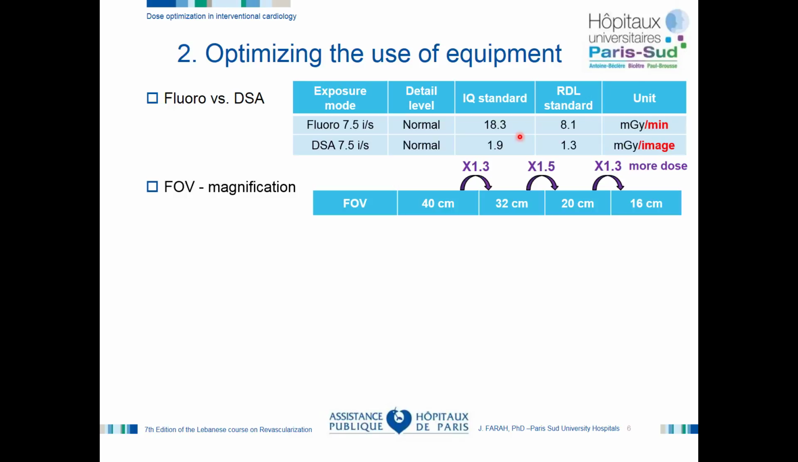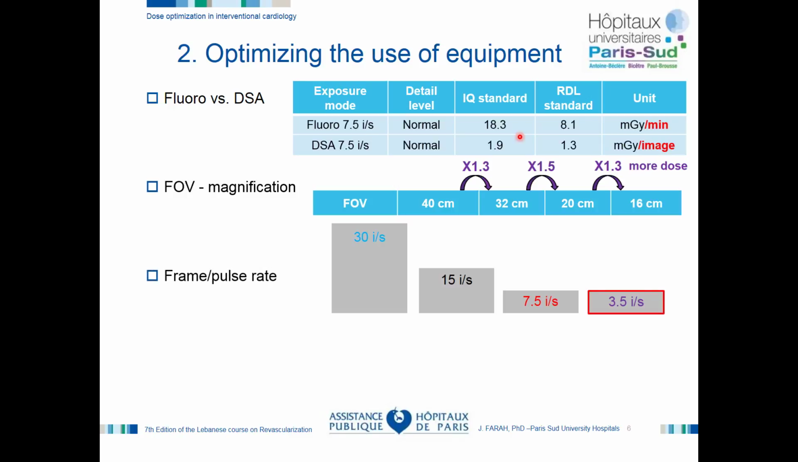What about the pulse rate? You have a range of possible pulse rates from 30 to 3.5 images per second. The dose decreases not really linearly, depending on the patient thickness, but it roughly decreases by 25 to 50% with each decrease of pulse rate. So your default pulse rate should be 7.5 images per second. I'll talk about it in the next slide, but you can also synchronize or adapt the pulse rate to the beats per minute of the patient's heart.